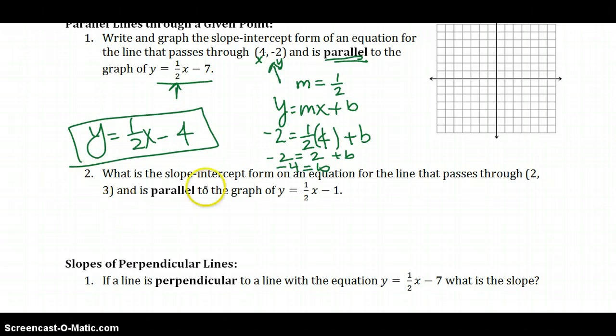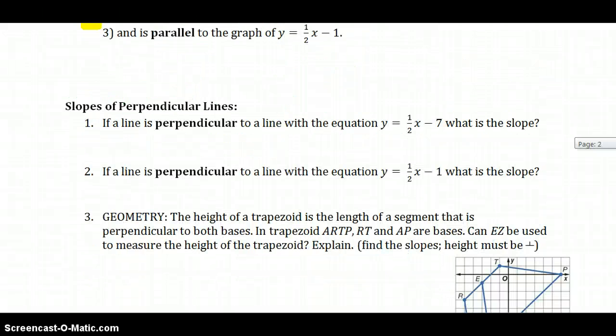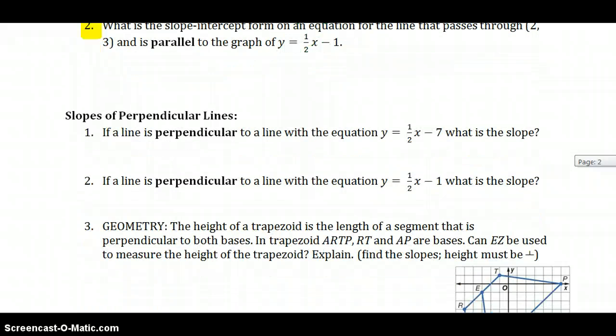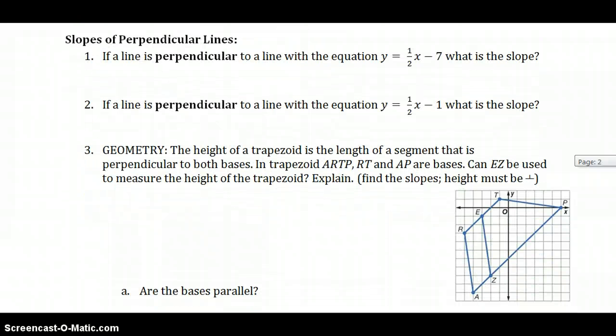Okay, I'm going to let you practice number 2, the exact same type of problem. Then we're going to talk about perpendicular lines. So you can pause now and do number 2, or you can come back to number 2. I'll be checking to see that you attempted those.